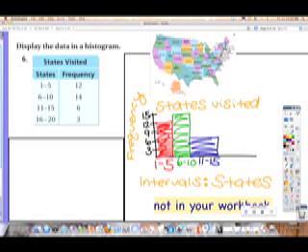Okay. How many of you? I got this. I understand how to make them. Okay, but let's do the stretch questions real quick. How many people did they talk to about visiting states? Jack, do you have it?